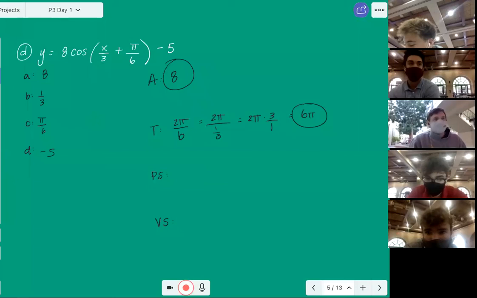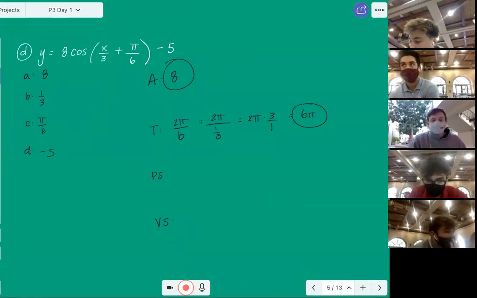It's not the phase shift. Yeah. So what's the normal period of cosine, Landon? What's the normal time it takes to get through an entire cycle? Is it 1 or what is it? I'm not sure. Is it 2?